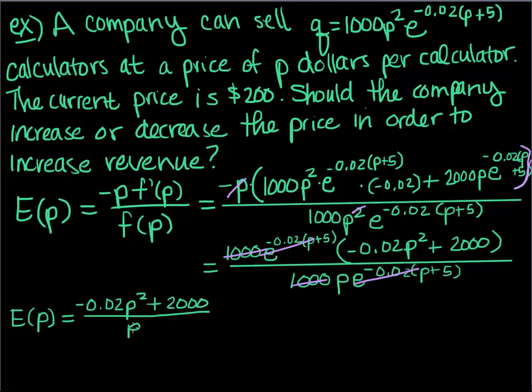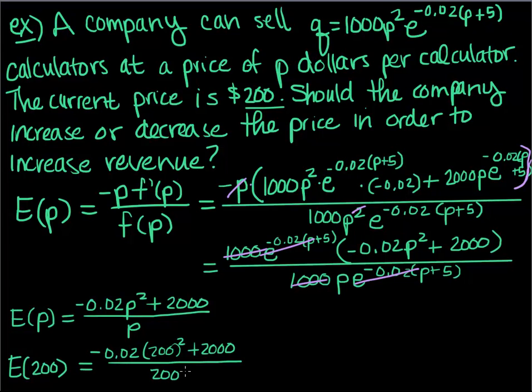Okay, so what do I need to figure out now? I need to figure out, well, what is my elasticity at $200? So let's do it. Let's see, is this system at $200 elastic or inelastic? That'll tell me, should I increase or decrease my price to figure out my revenue? So if I plug this in, negative 0.02 times 200 squared plus 2,000 all over 200. And I hope I did this on my calculator correctly.